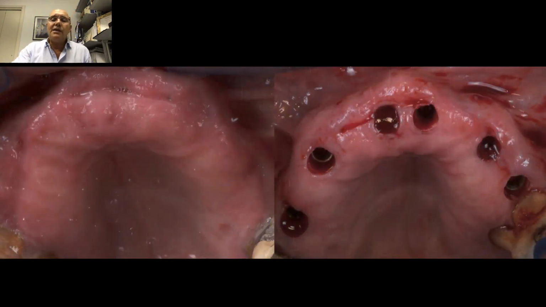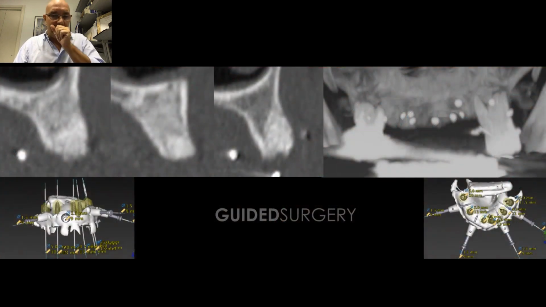So you can see that after we have performed the ridge preservation, when we move on to do the full arch implantation, we have a lot of soft tissue and hard tissue. So we have not only the bone, but the soft tissue is in quantity. So we are very happy and lucky that we can perform implants in a mouth like this.